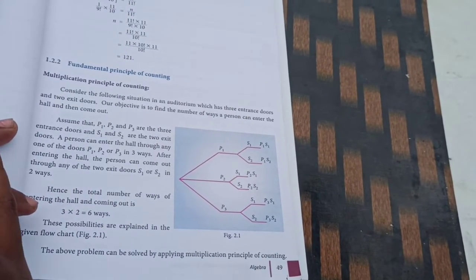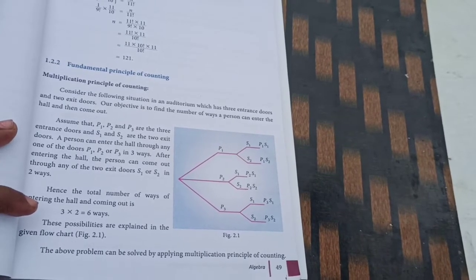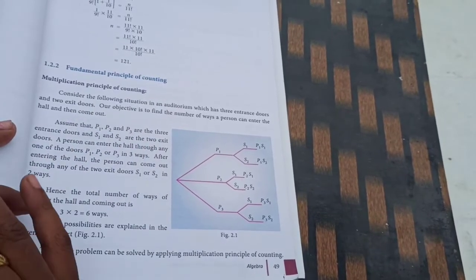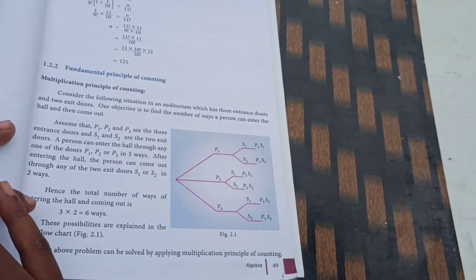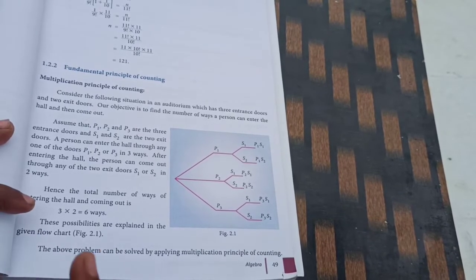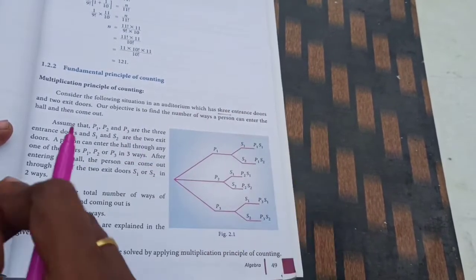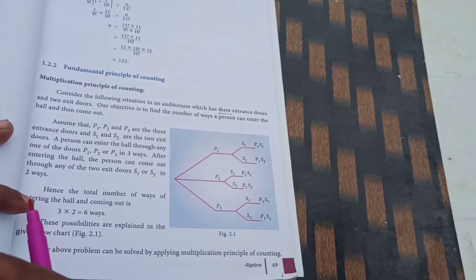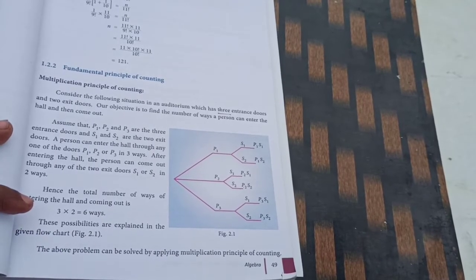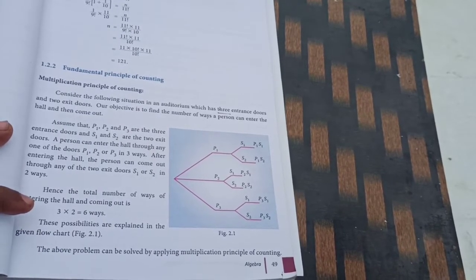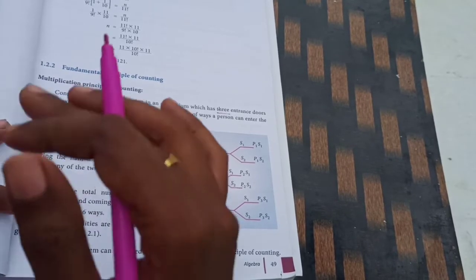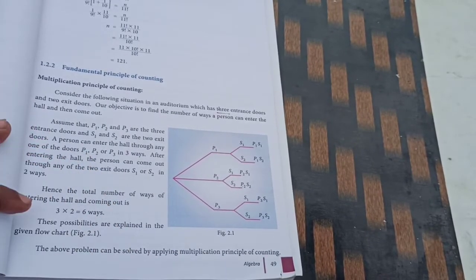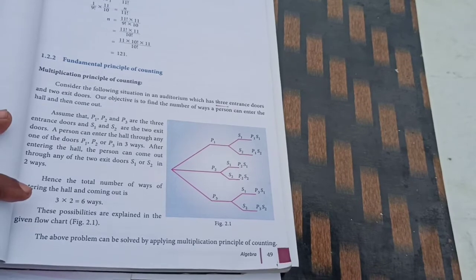Here in this auditorium there are 3 entrance doors and 2 exit doors. Understand, children? No need to take all this into the notes. I am just giving the explanation. So how many entrance doors are there? 3 entrance doors. In an auditorium 3 entrance doors are there, exit doors only 2. What we need to find is the number of ways a person can enter the hall and come out. So if we need to enter the hall, how many ways are there? I said 3, is it right? Then when he is exiting, how many exit doors are there?